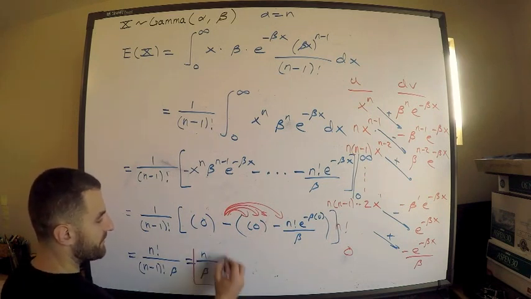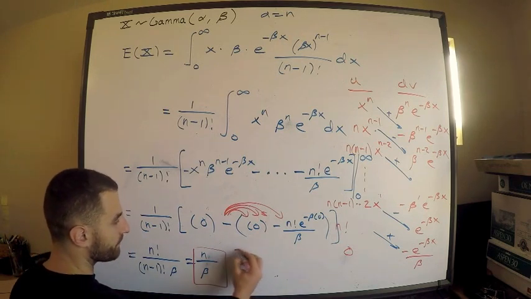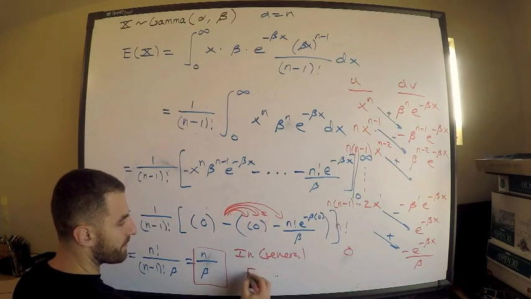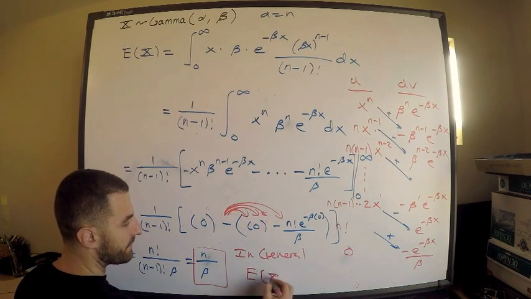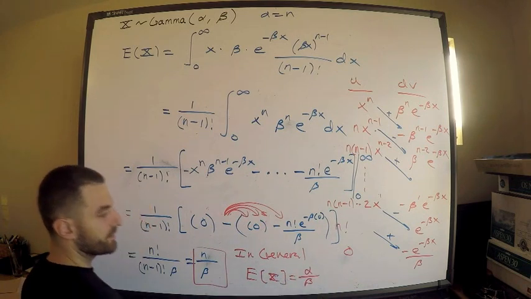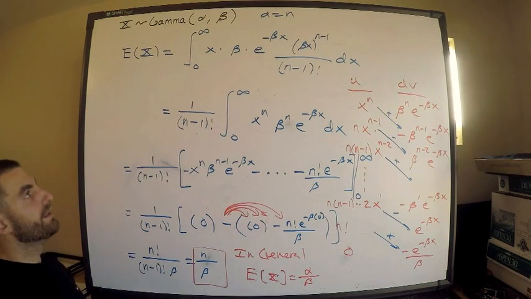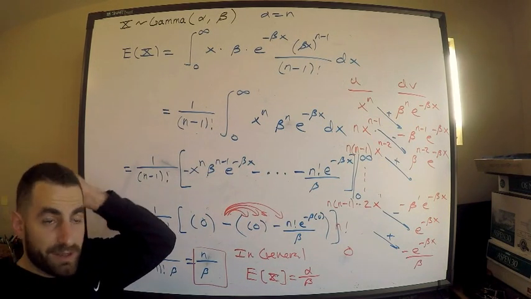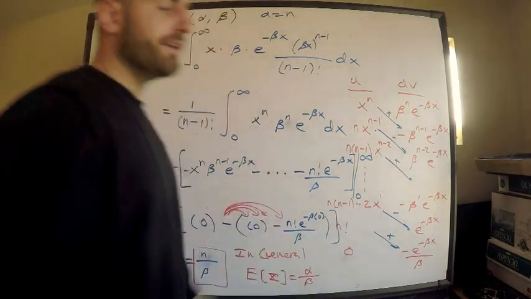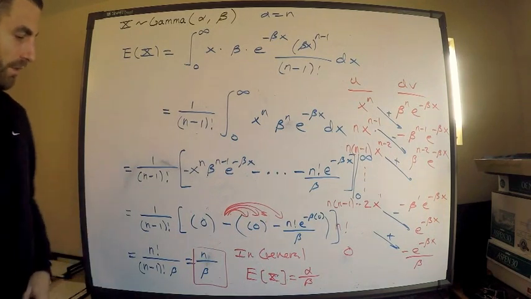This is our result, but you should remember more in general that the expected value of a gamma random variable is alpha over beta. Now, I did alpha equals n. I'm not going to do the second moment. It's the same idea. It's just as annoying. Do it. Use a tabular method over here. I can tell you what you should get.